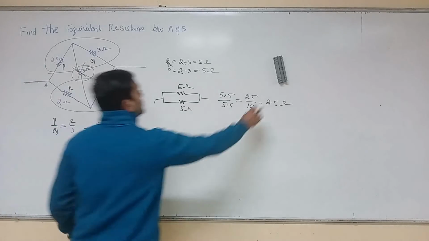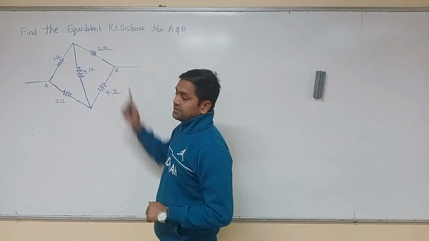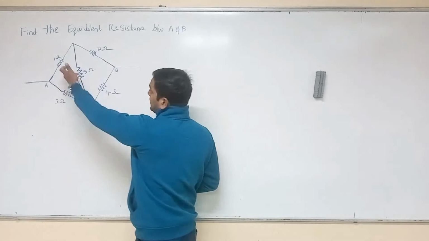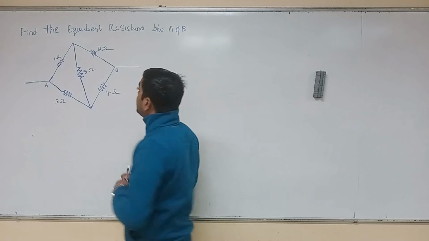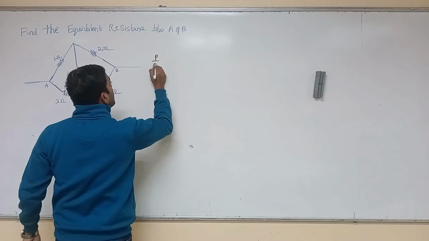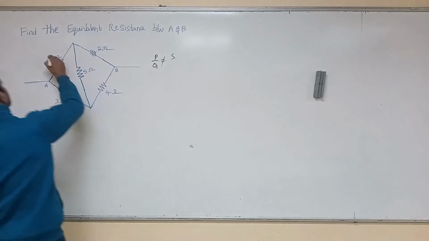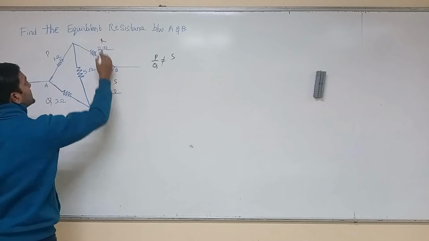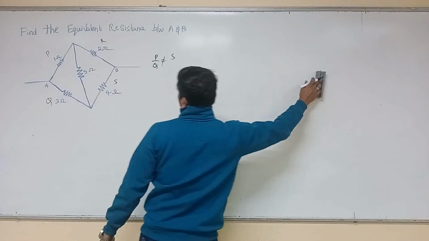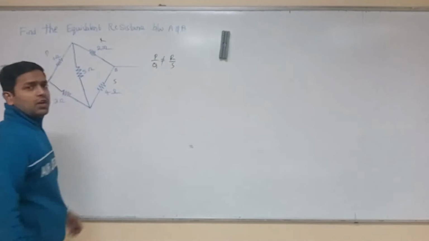But now let us say the resistances are like this: 1 ohm, 2 ohms, 3 ohms, 4 ohms, 5 ohms. Here P by Q is not equal to R by S, taking these as P, Q, R and S. So how do we do it?